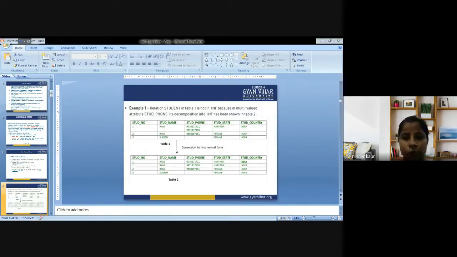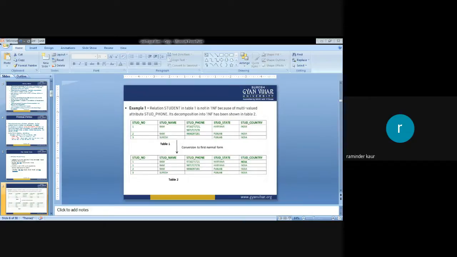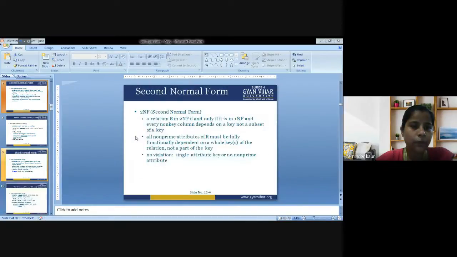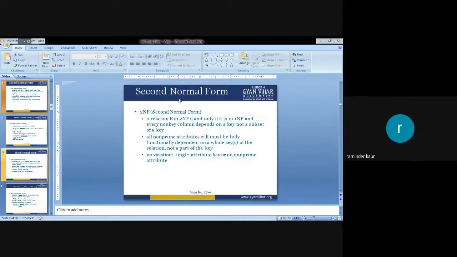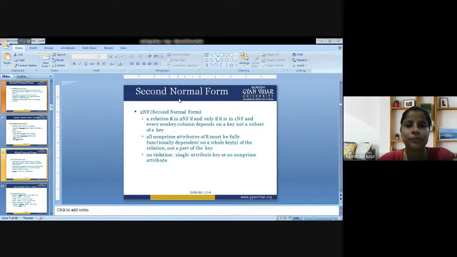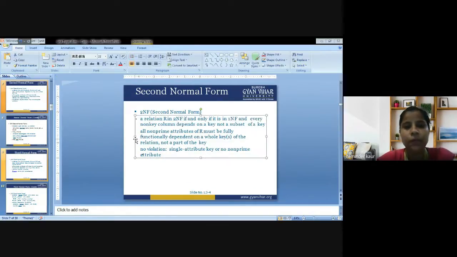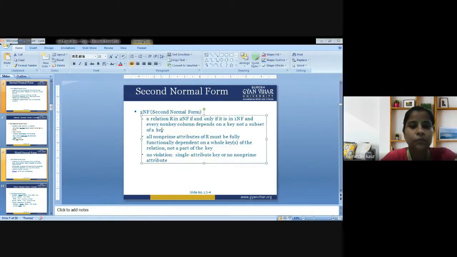Now moving forward, that is second normal form. Yes. So this is second normal form. What is there in second normal form? There are certain conditions that are associated with second normal form.